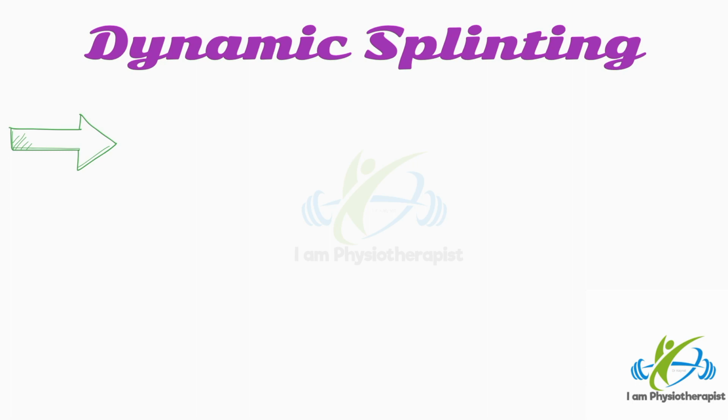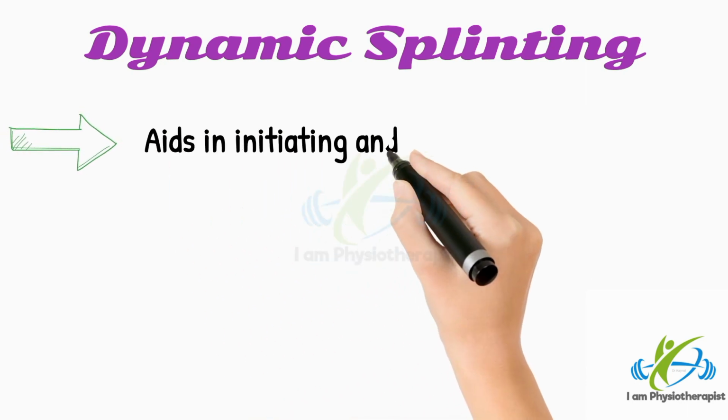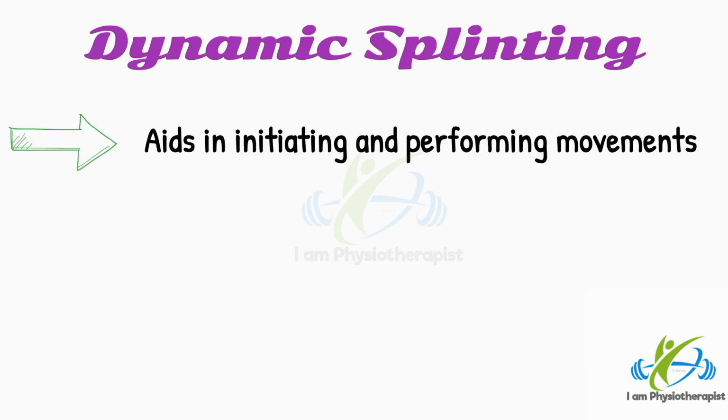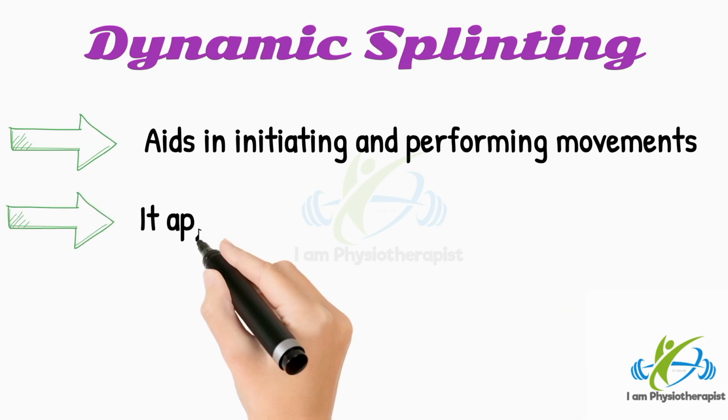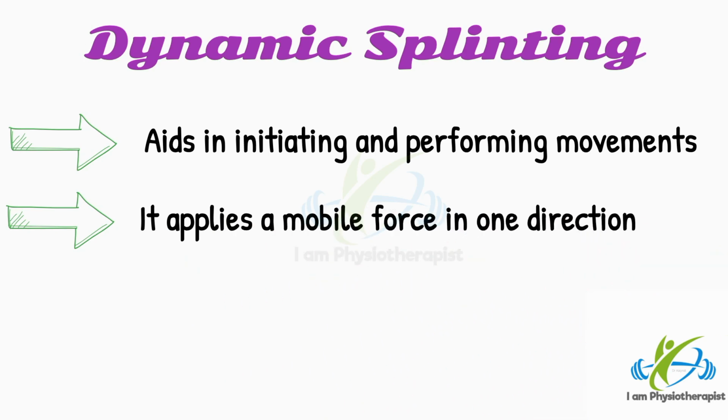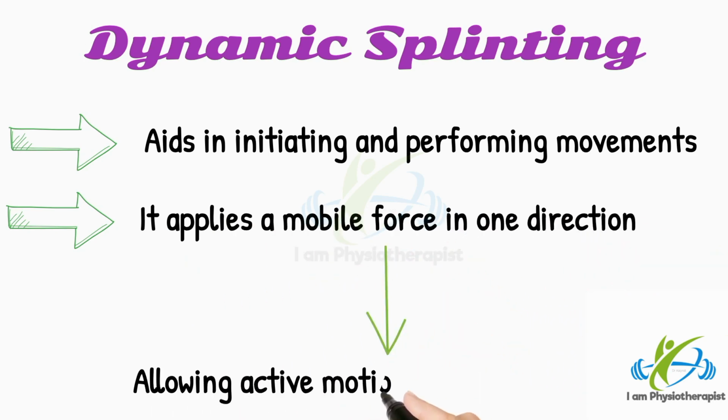Dynamic splinting. A dynamic splint is one which aids in initiating and performing movements by controlling the plane and range of motion of the injured part. It applies a mobile force in one direction while allowing active motion in the opposite direction. This mobile force is usually applied with rubber bands, elastics and springs.